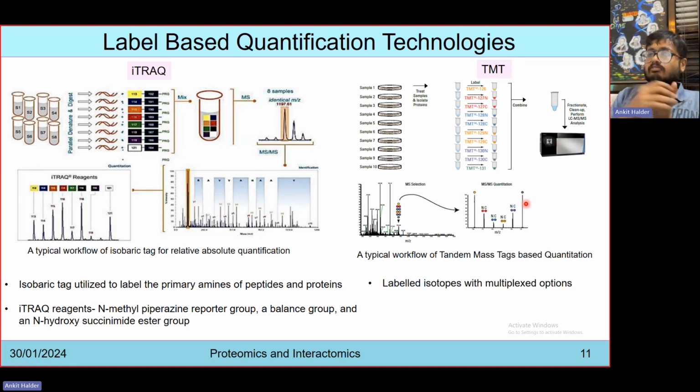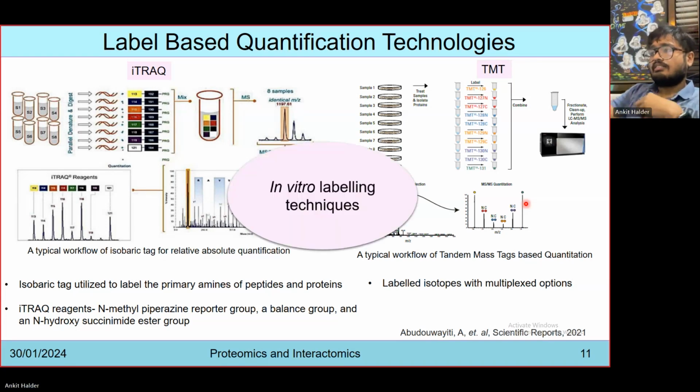This again works on the same principle, and it helps us to have better multiplexed options. So this is the label-based approach, where we are using labels on those particular peptides. Again, it comes under the in vitro labeling techniques, because another method is also present, which gives us an opportunity to have an in vivo labeling approach.